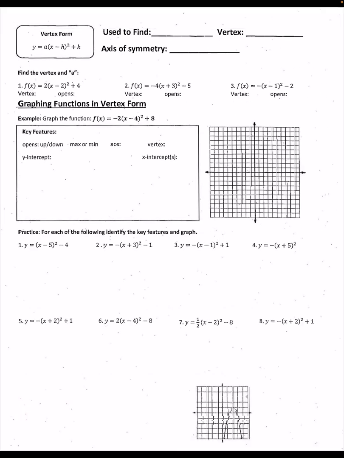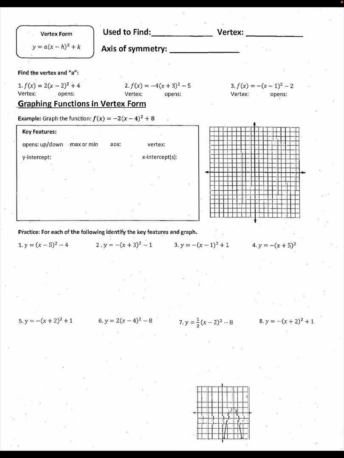All right, now, again, we're going to look at these things and we're going to find the vertex and the A. We're just looking at some different forms and different ways to find these things. And we're not going to go through all of these, but I wanted to go through a couple of them. So we're going to say find the vertex and the A. And again, A is what we're multiplying by. So if we look at number 1, we've got 2 in front of (x minus 2) all squared plus 4.